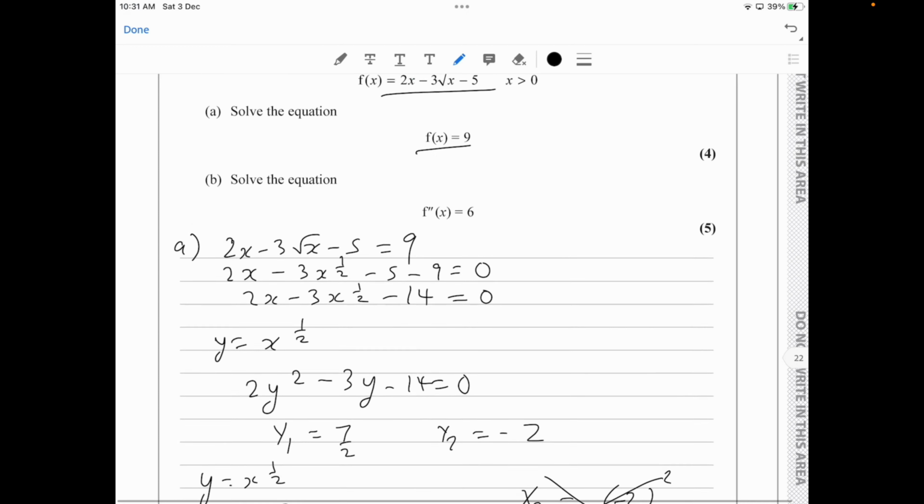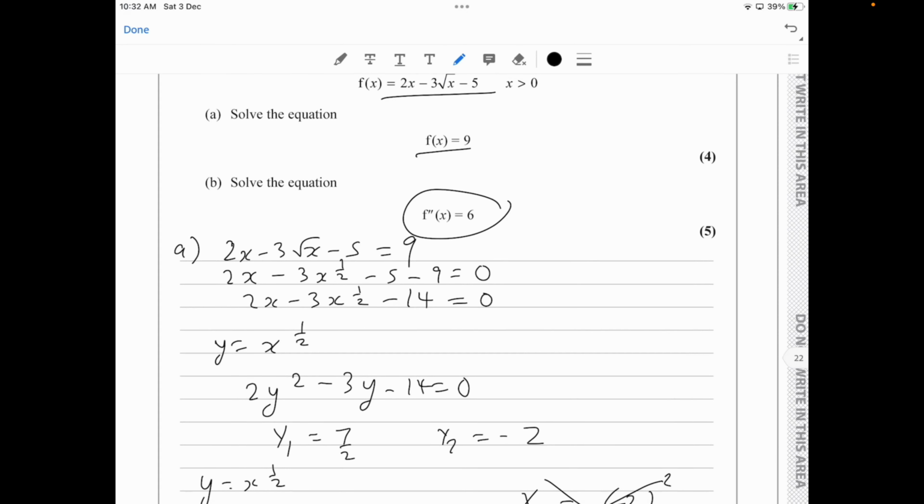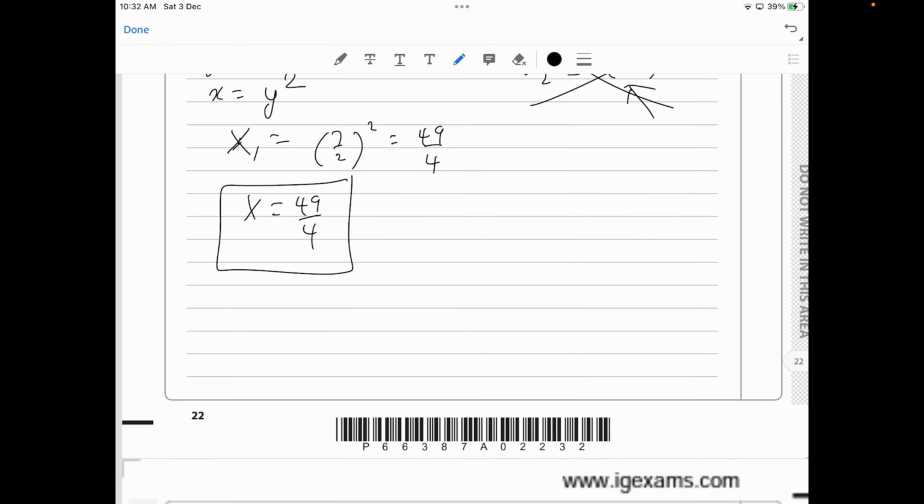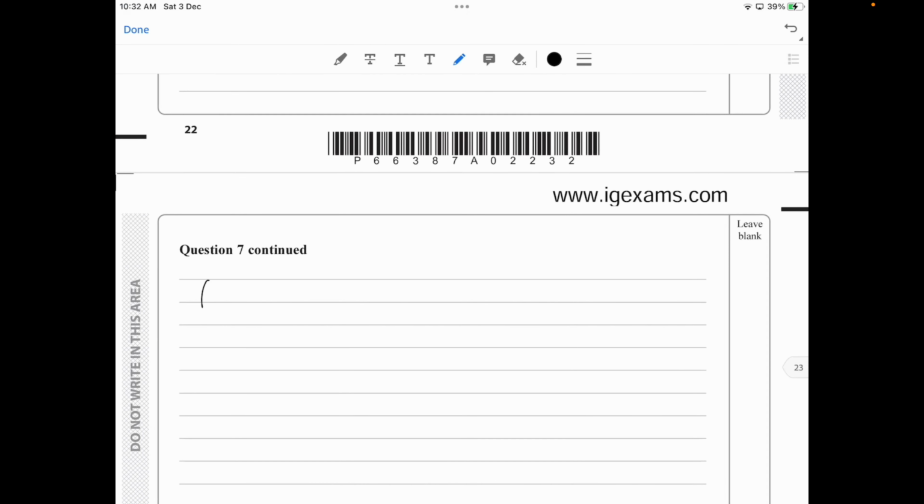Now we have to solve the equation when f is differentiated twice. By the way, when there are 2 apostrophes on top, that means it's differentiated twice. So let's look at the first differentiation. We're going to write down the equation. We know f of x is equivalent to 2x minus 3, x raised to the power half, minus 5. This is the first equation.